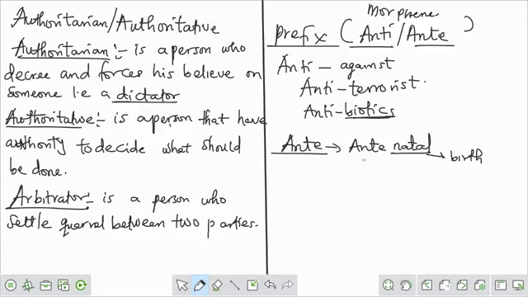Ante is like something that happens before something happens. Let me use this as an example. We have something called an ante-room. When you go to some offices, maybe you go to your mom's office, or the principal's office, you get to a room before you get to the principal's office. So that room is like an ante-room to the principal's office.